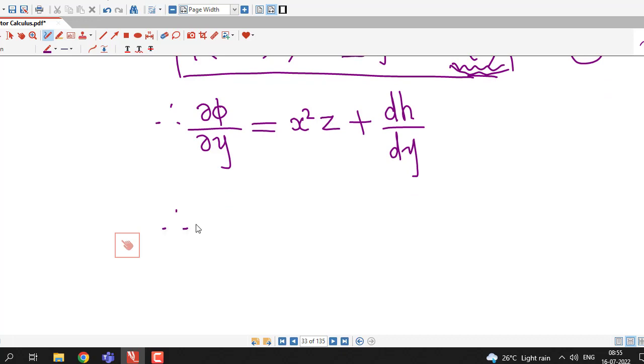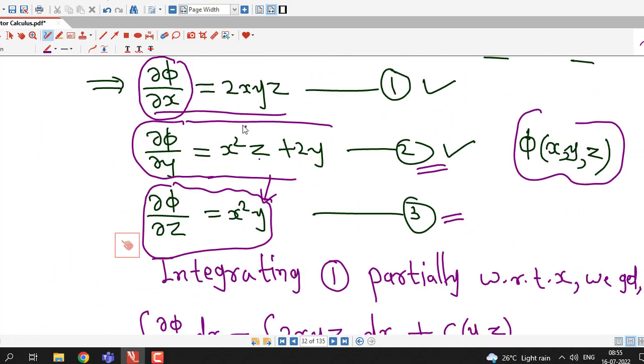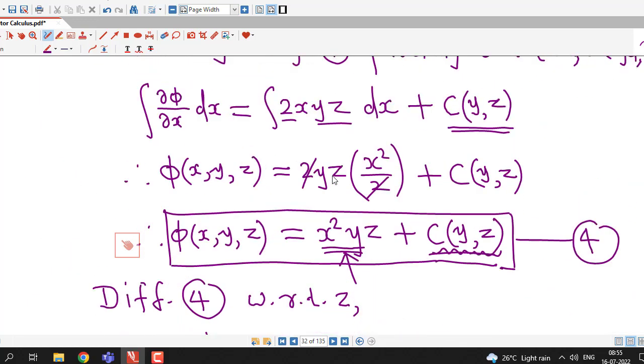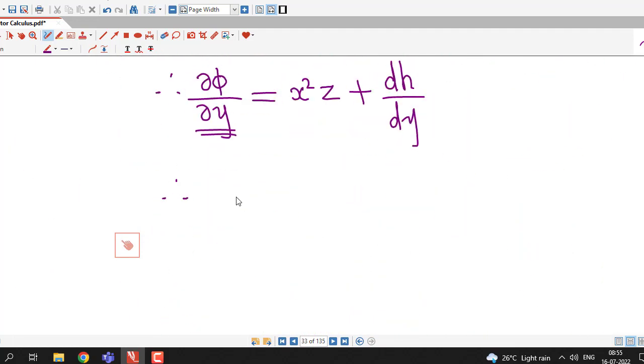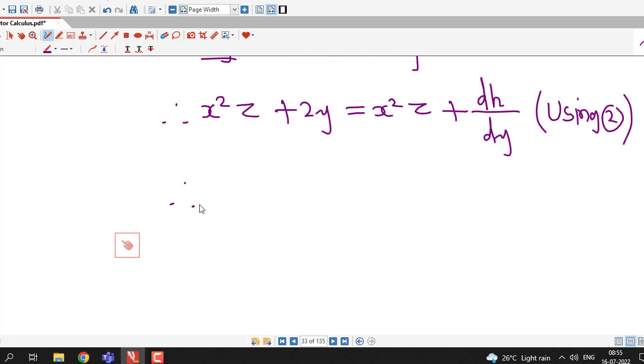And now from equation 2, we write down the value of del phi by del y. Del phi by del y is x square z plus 2y. So that we substitute here. Del phi by del y is x square z plus 2y, and this is equal to x square z plus derivative of h with respect to y, and here we have used equation 2 to write down the value of del phi by del y, and we are interested in dh by dy.